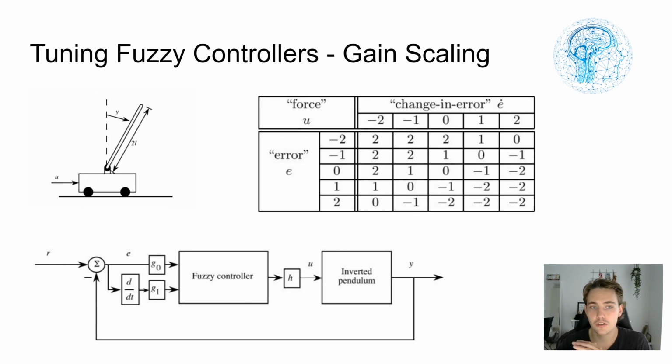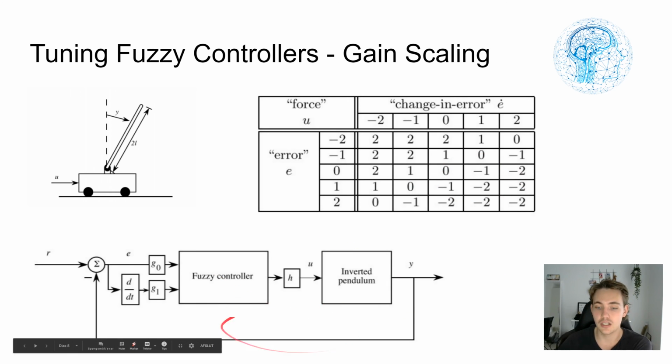So we can also tune our fuzzy controllers with some gain scaling. When we have set up our fuzzy controller, we saw this fuzzy controller table here, where we have the force we need to apply to a system for some given input, where the input was the error, which is the angle of the inverted pendulum over here. And we also had the change in error, so how fast the angle is changing in the inverted pendulum. And then we set up this table to set up a rule base so we know which kind of force we need to apply in a given situation.